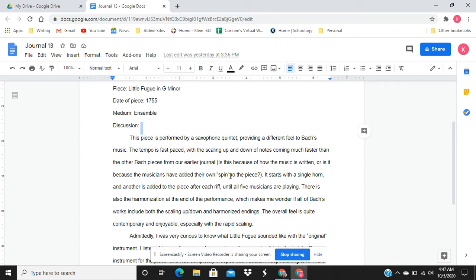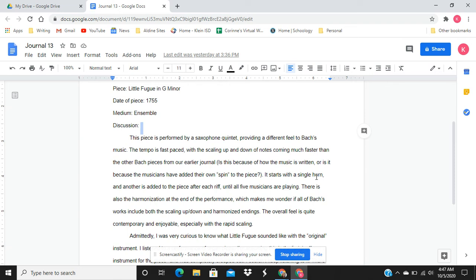This is just a random paper that I picked up. So here the sentence is, it starts with a single horn and another is added to the piece after each riff until all 5 musicians are playing. A compound sentence is a sentence that has 2 independent clauses or 2 independent thoughts.